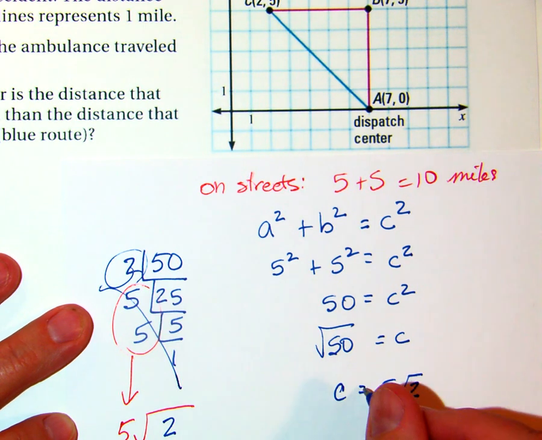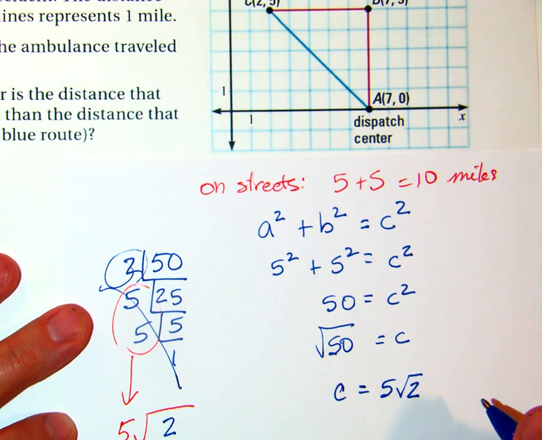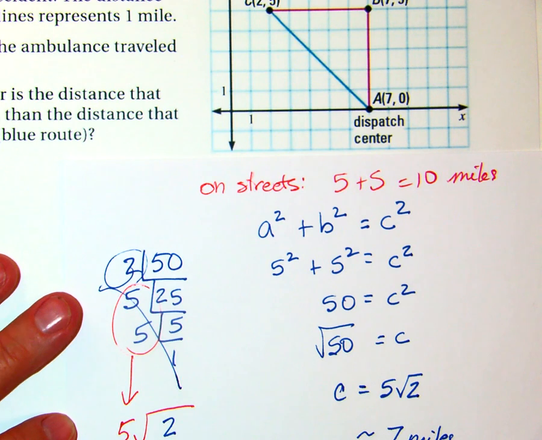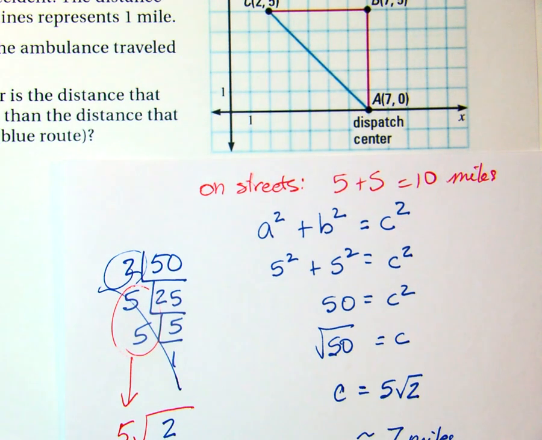However, we're talking about miles. We don't usually say square root of 2. So it would probably be best to approximate it, and it's approximately 7 miles when you put it in the calculator. So the question was, how much further is it to go on the streets than it is to be the helicopter? Well, it's 3 miles longer. So, and here endeth the lesson.